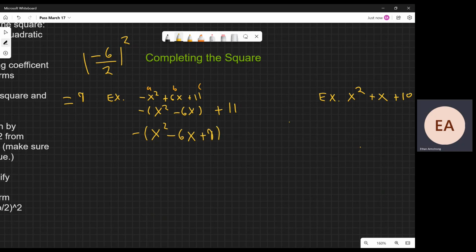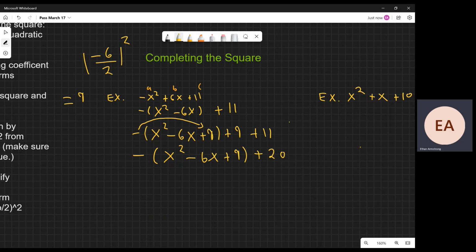And now we have to balance this equation, because you can't just add 9 to something for no reason. So you have to cancel it out. So since we added 9 here, and we aren't exactly adding 9 because it's getting multiplied by -1. So we're really subtracting 9. We have to add 9 to balance it out. So now we'll just simplify that out. So we have -x squared minus 6x plus 9. And then we will have a plus 20 on the outside.